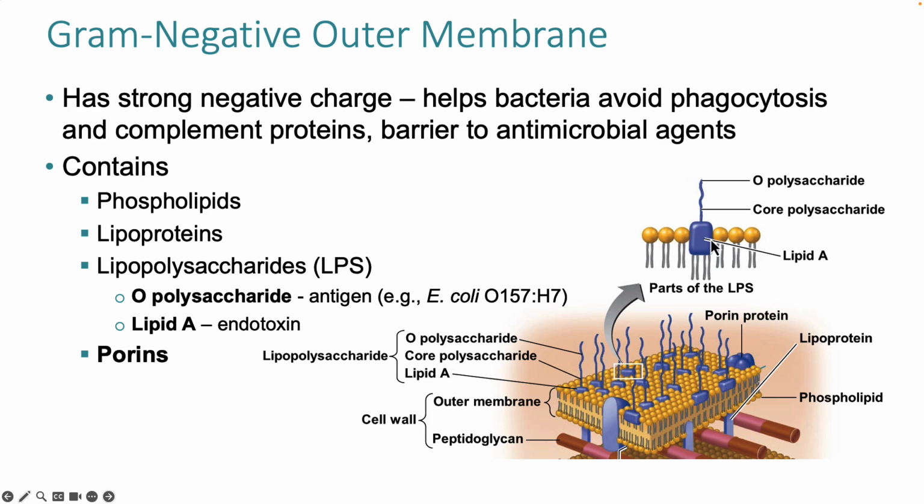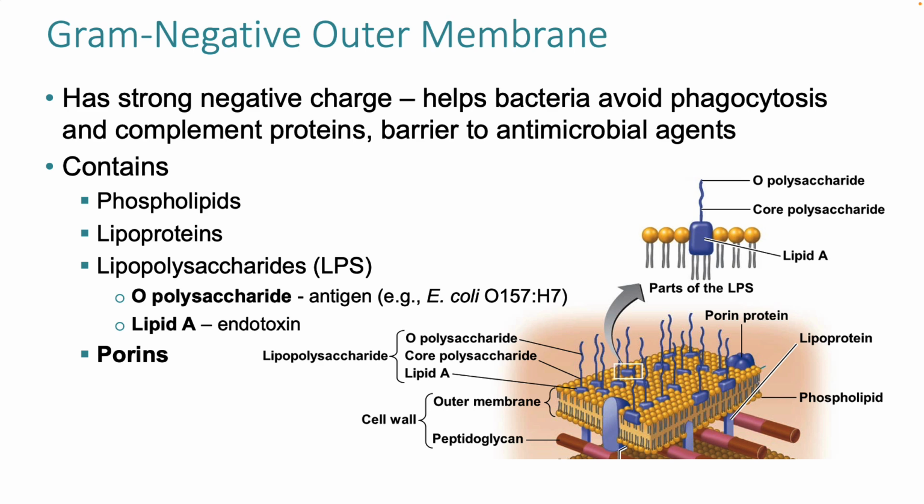Lipid A is what we call an endotoxin, and we call it an endotoxin because it's inside the cell membrane. It's not outside the cell membrane. It's not a toxin that the bacterium secretes. It's actually part of the membrane itself. So it's an endotoxin. Now, this endotoxin actually works to stimulate our immune system, specifically our inflammatory response.